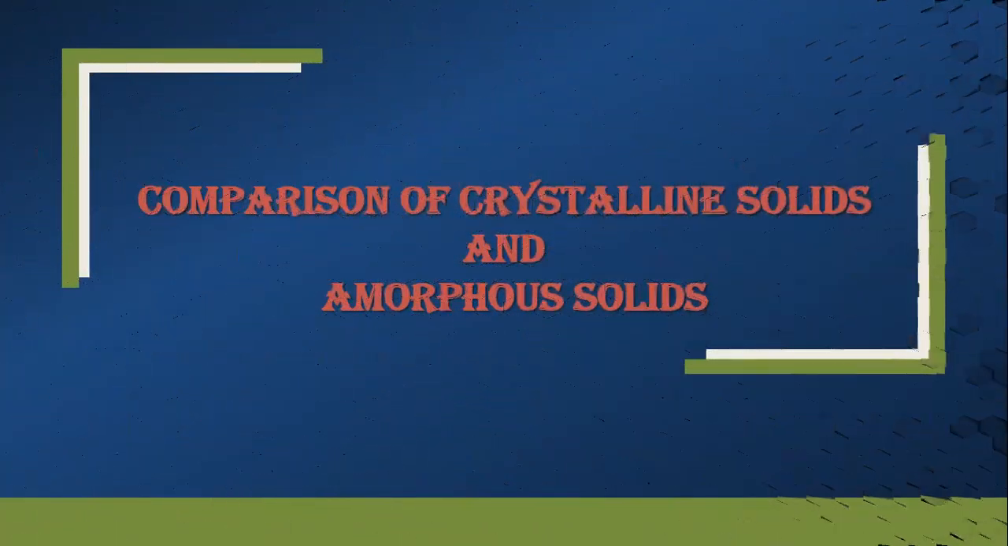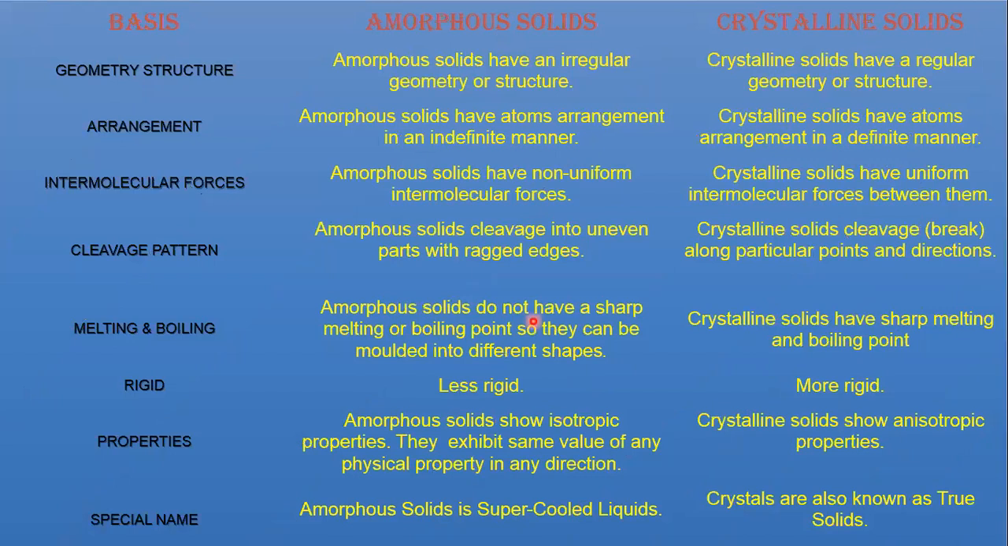Now our next topic is comparison of crystalline solids and amorphous solids. First of all, we see geometrical structures. Amorphous solids have irregular geometry or structure, while crystalline solids have regular geometry or structure. Arrangement. Amorphous solids have atoms that are arranged in indefinite manners, while in crystalline solids, atoms are arranged in a well-defined manner.